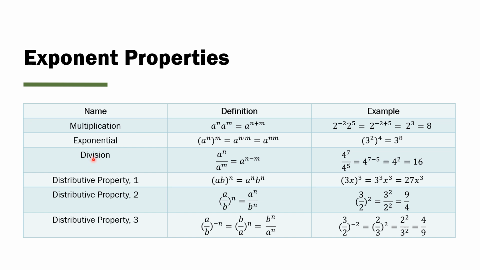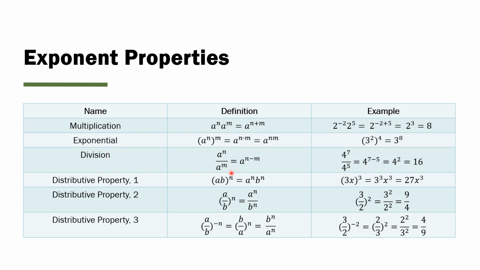Now let's do division. A to the power of n divided by a to the power of m is equal to a to the power of n minus m. So we subtract the exponents. So 4 to the power of 7 divided by 4 to the power of 5 is equal to 4 to the power of 7 minus 5, which is equal to 4 to the power of 2, or 16. So notice that for multiplication, we add the exponents. For division, we subtract the exponents.